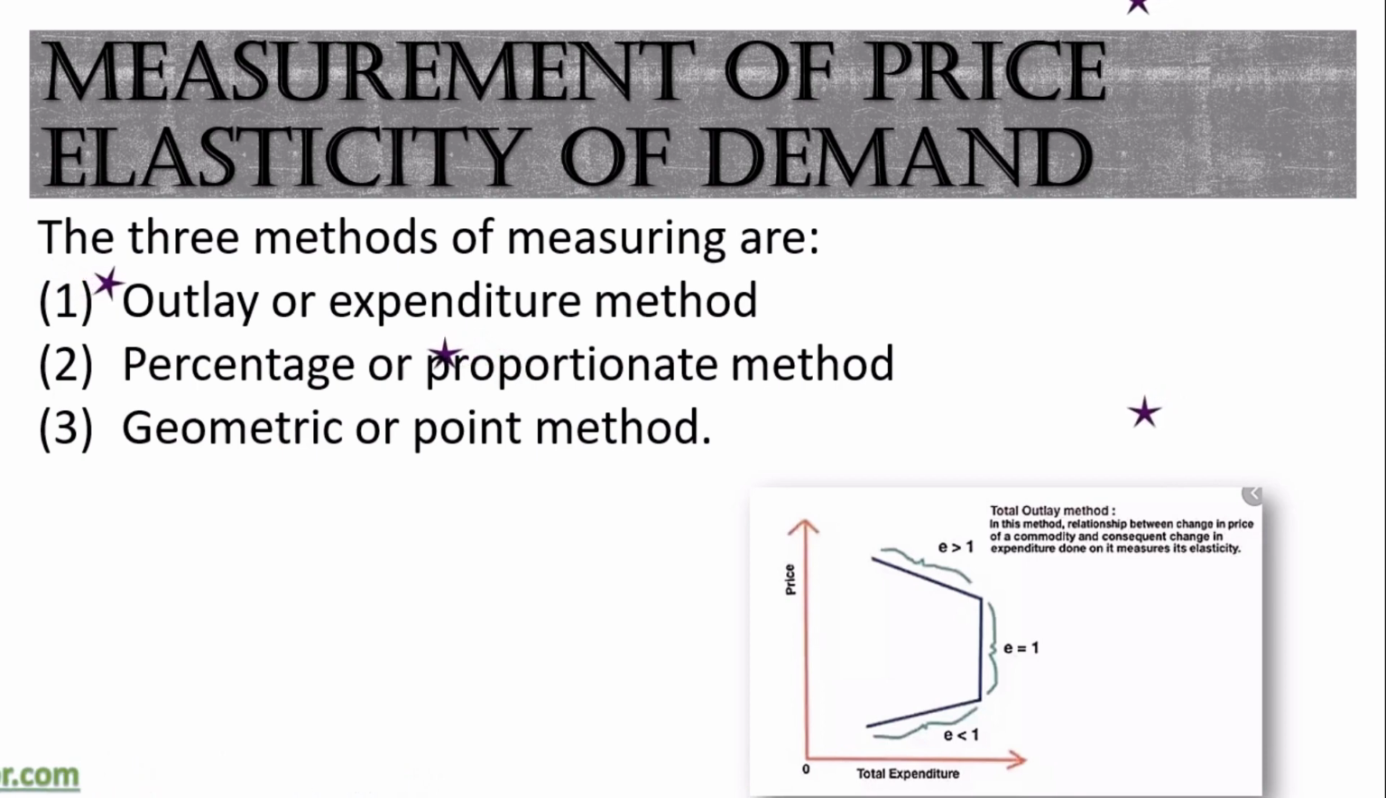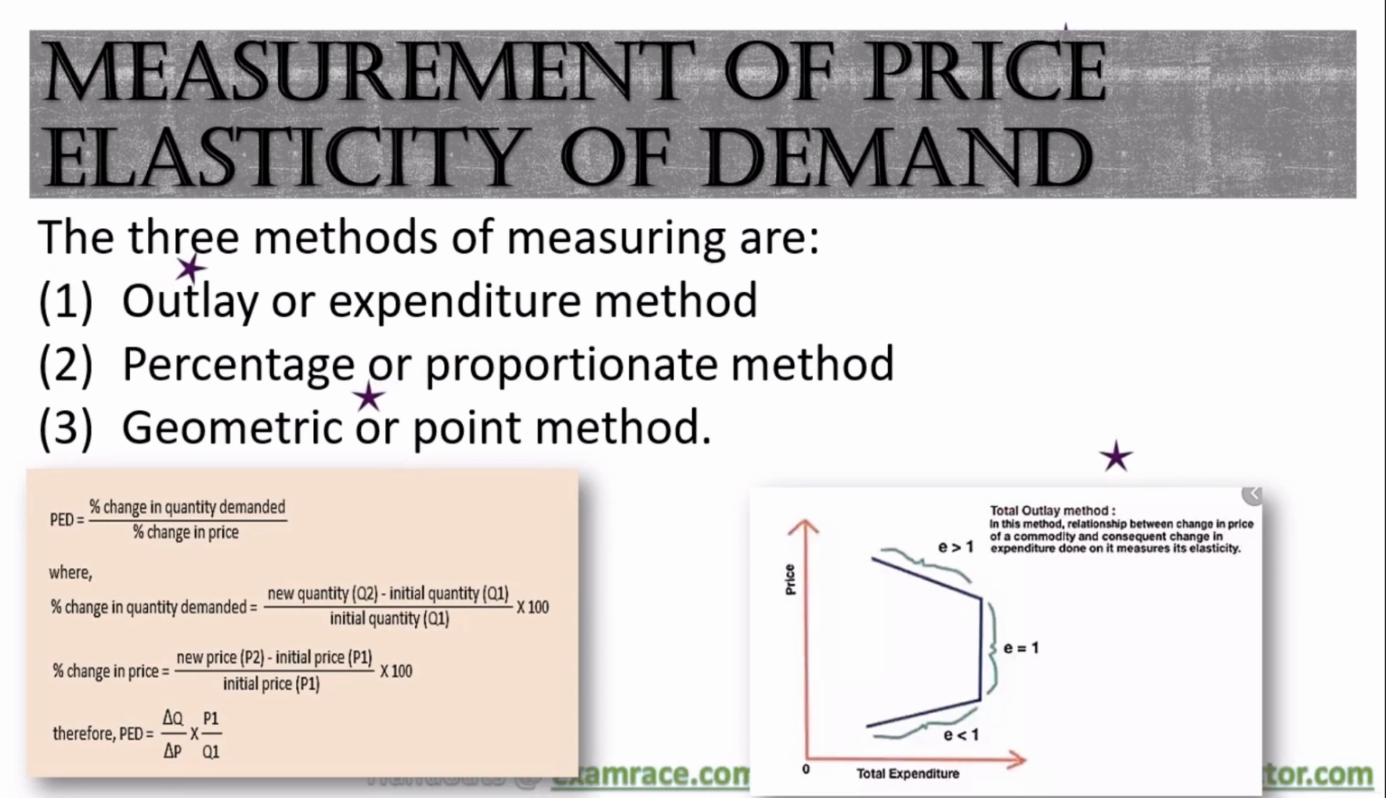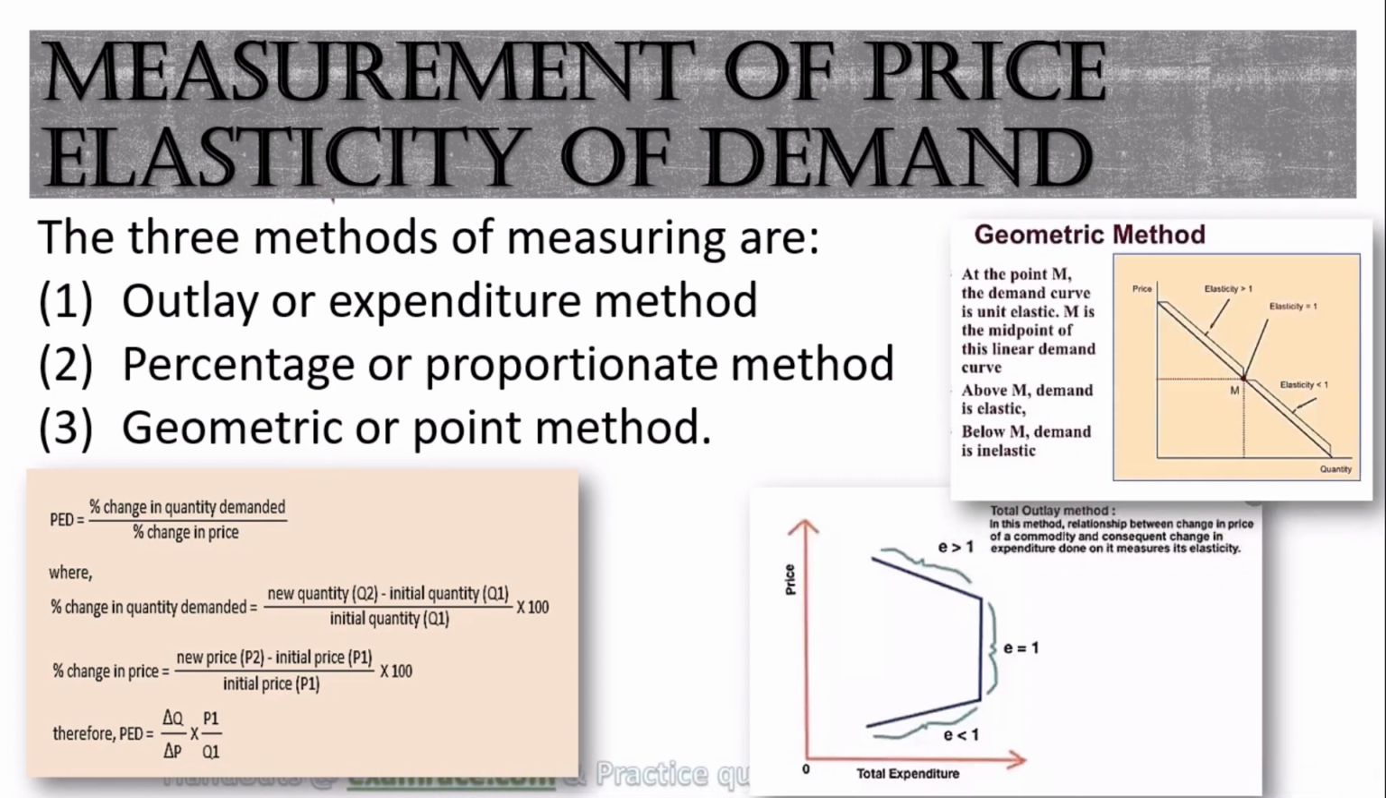Now, moving on to the next method, which is the percentage or proportionate method. By this method, elasticity of demand is calculated using the formula in which percentage change in quantity demanded is divided by the percentage change in price. Now, moving on to the next method, which is the geometric method, the elasticity of demand at a single point is calculated as the lower segment of the demand curve divided by the upper segment of the demand curve.